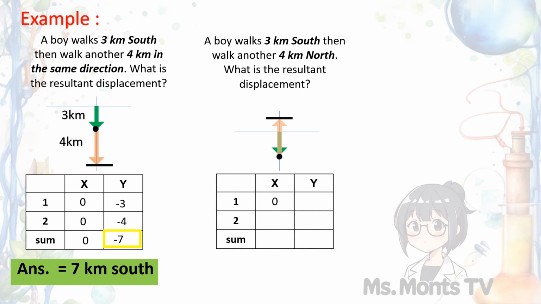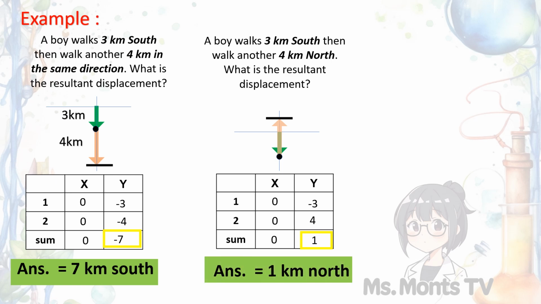So there are no x components. The y is negative 3, and the second vector is positive 4, 0, and positive 1. So this is positive 1, meaning it's going to the north, and the magnitude is 1 kilometer. 1 kilometer north.